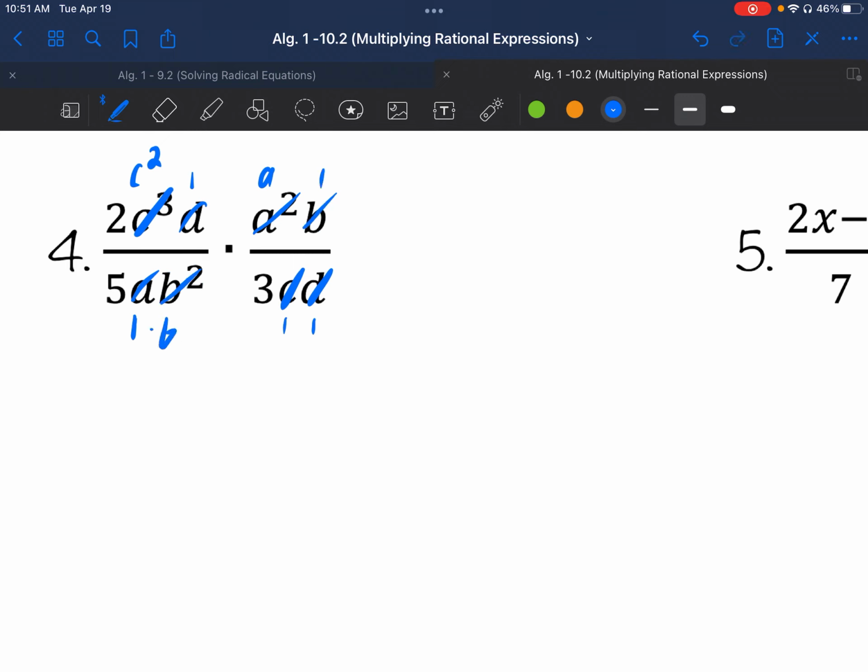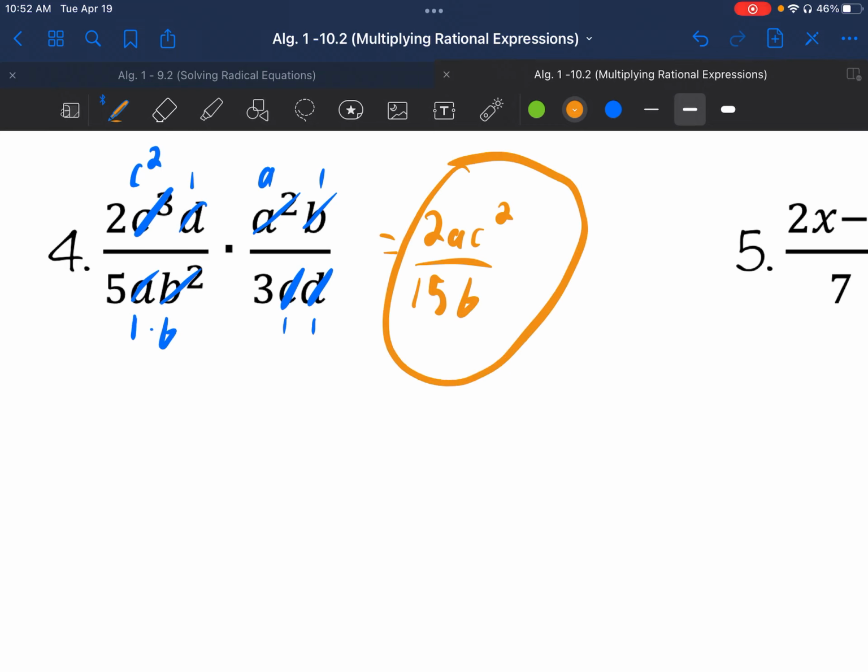to just b. So now if I pick up all the scraps, I have 2 on the top. On the bottom I have 5 and 3. That gives me 15. On the top I have an a and a c squared. So I'm going to write those in alphabetical order, a, c squared. On the bottom, I only have a b for variables. So my answer is 2ac squared over 15b.